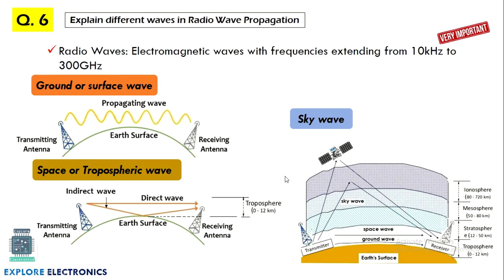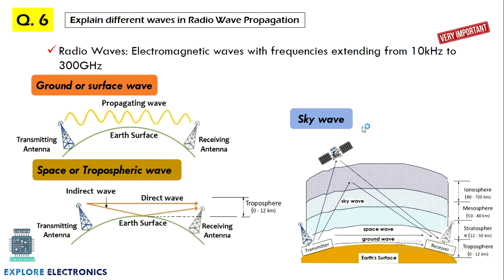The next question is on different waves in radio wave propagation. In radio wave propagation, we have seen ground wave, space wave and the sky wave. Here, a little bit of explanation is required. What is a ground wave and how will the transmission be? What is a tropospheric wave? Here you need to explain the troposphere, which is from 0 to 12 kilometers from the ground, and there are two types of waves, and a sky wave.